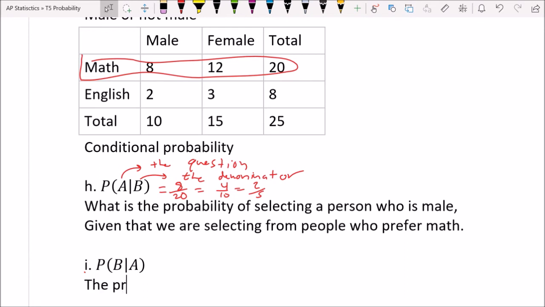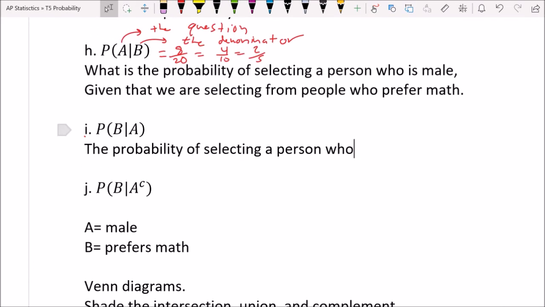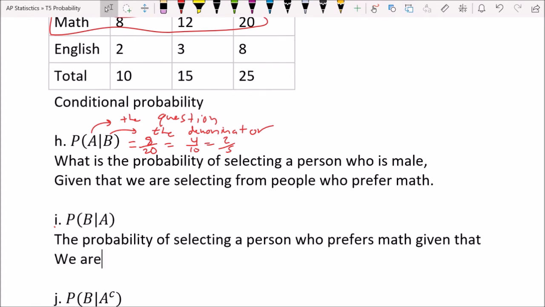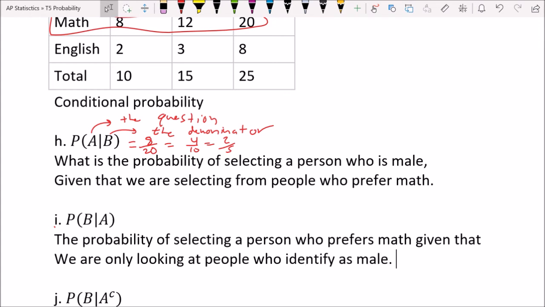This is the probability of selecting a person who prefers math, given that we are only looking at people who identify as male. That's the A part. Okay, so you can see what I'm doing, I'm translating each of these into a sentence.